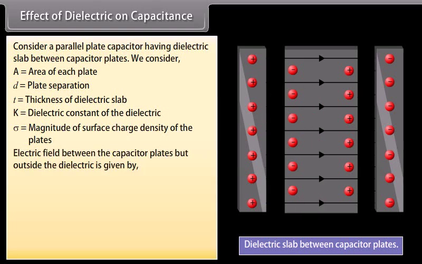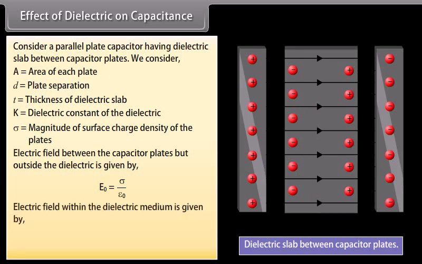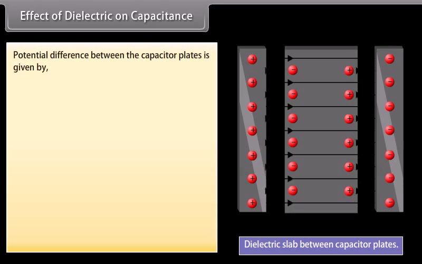Electric field between the capacitor plates but outside the dielectric is given by E naught is equal to sigma upon epsilon naught. Electric field within the dielectric medium is given by E is equal to sigma upon the product of epsilon naught and K. Potential difference between the capacitor plates is given by V is equal to sigma upon epsilon naught multiplied by D minus T plus T upon K.